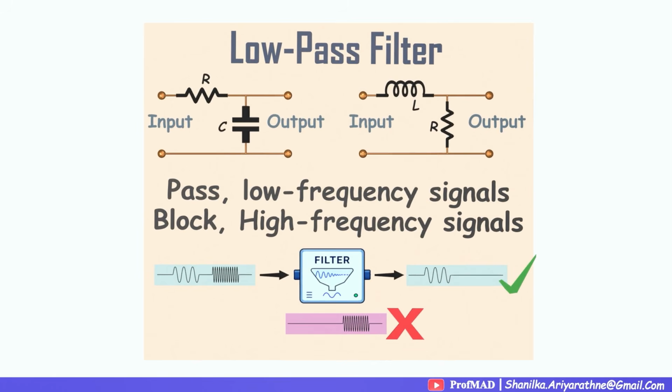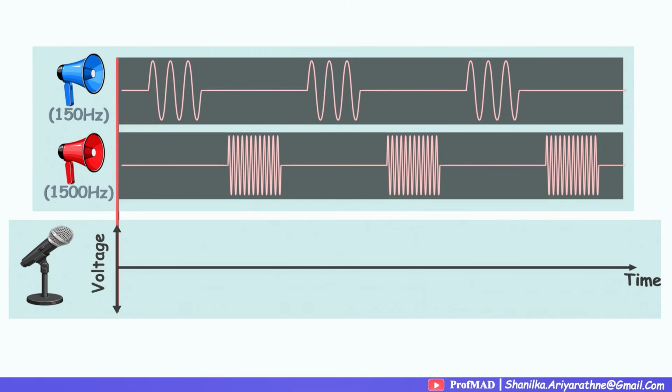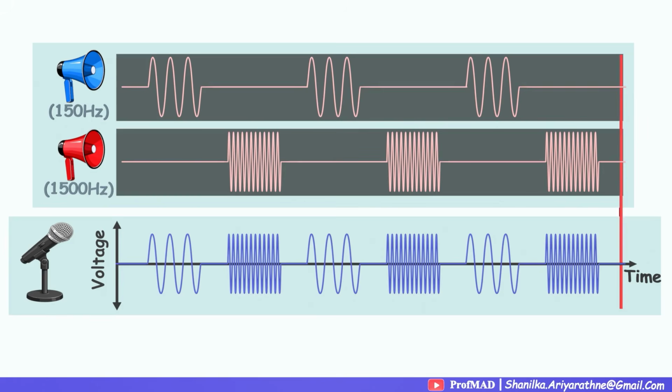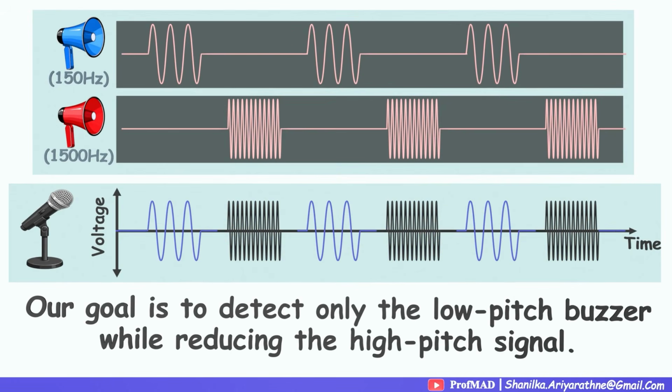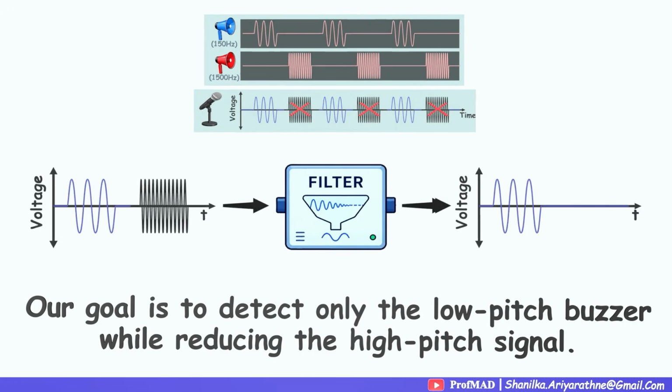Now, let's move on to our project. Remember, these two buzzers operate at different frequencies. One produces a low-frequency sound, while the other produces a high-frequency sound. So, the microphone output contains both frequencies mixed together in a single voltage signal. Our goal is to detect only the low-pitch buzzer, while reducing the high-pitch signal. At first, this might sound a little complicated. How can a simple circuit tell the difference between frequencies and reduce unwanted signals? But as you'll see, the idea is actually much simpler than it sounds.